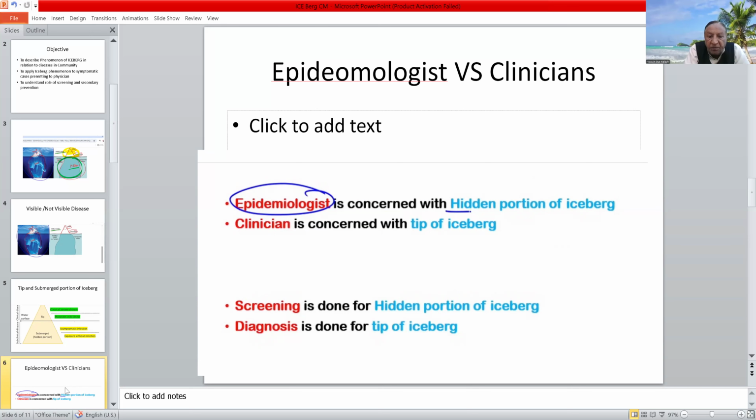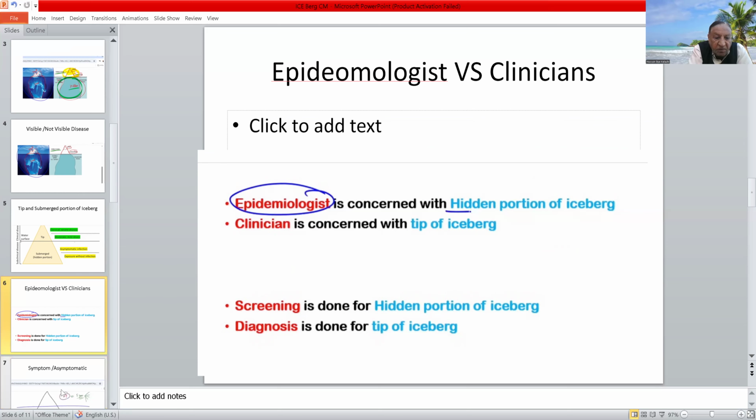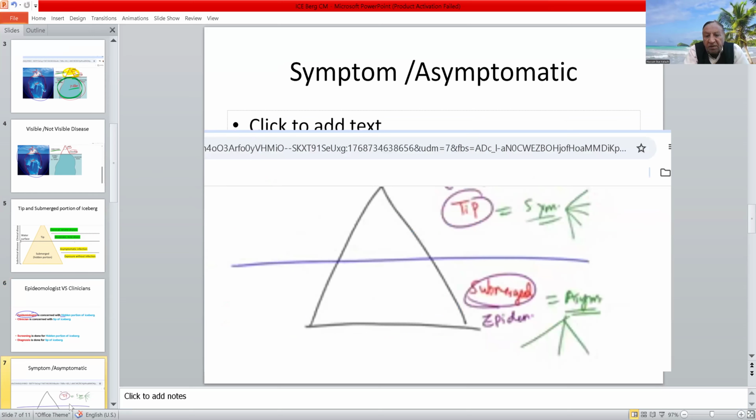Screening is done for the hidden portion, on apparently healthy people, using a quick, safe, sensitive, and result-oriented diagnostic test. Diagnosis is done for the tip of the iceberg. You can see more clearly that the tip is symptomatic and the submerged portion is either carrier or asymptomatic, and there is a clear difference: a small portion is reporting, the major portion is not reporting.